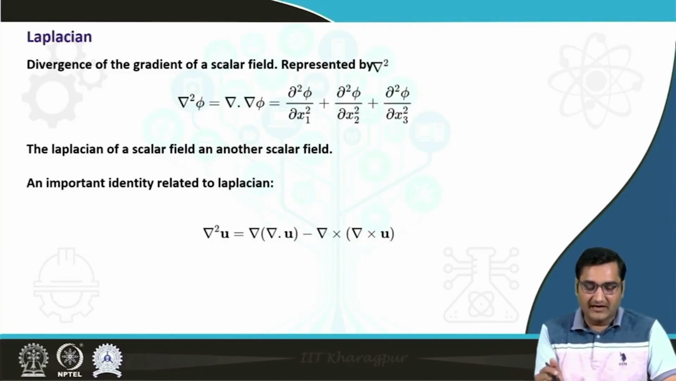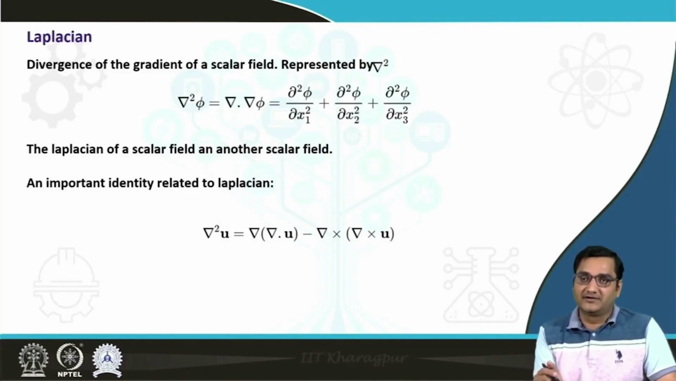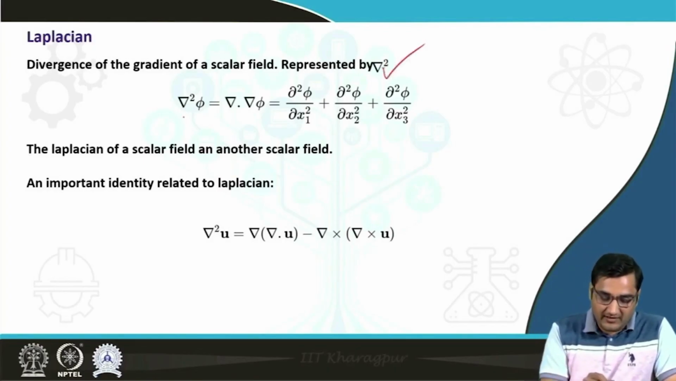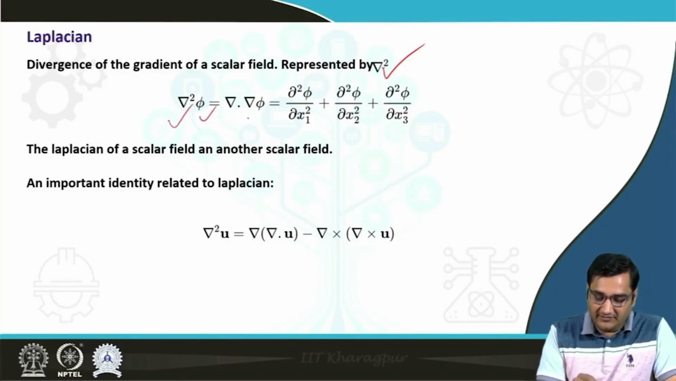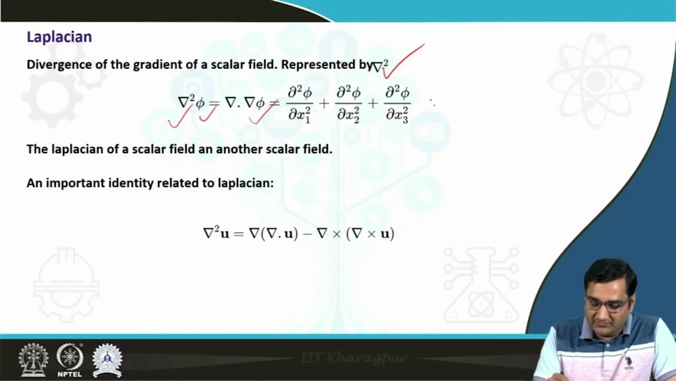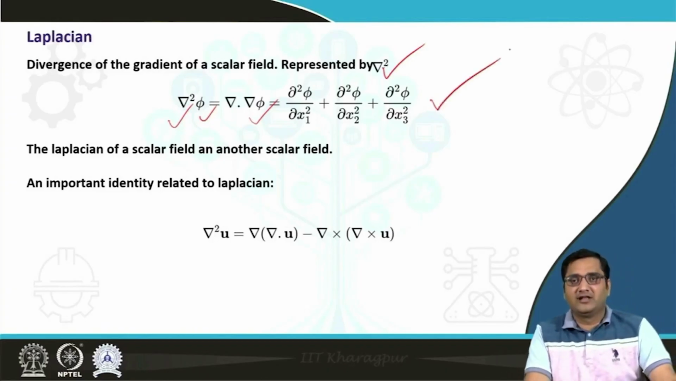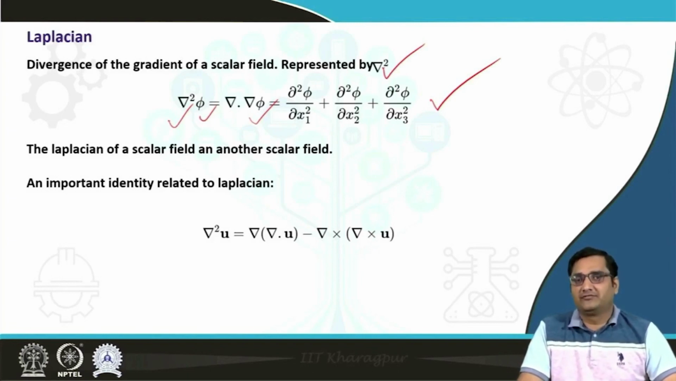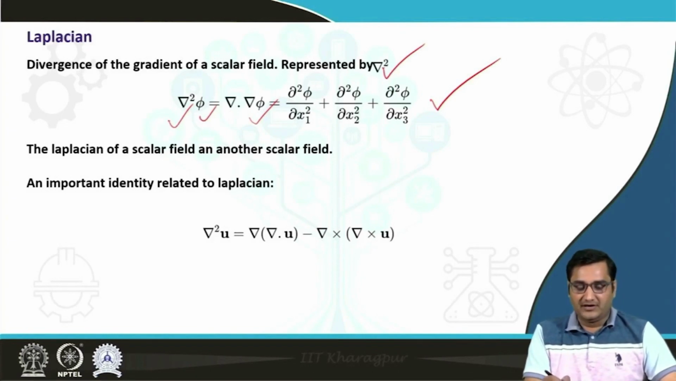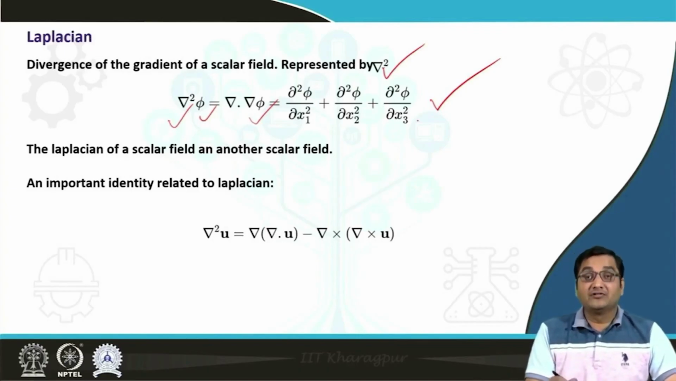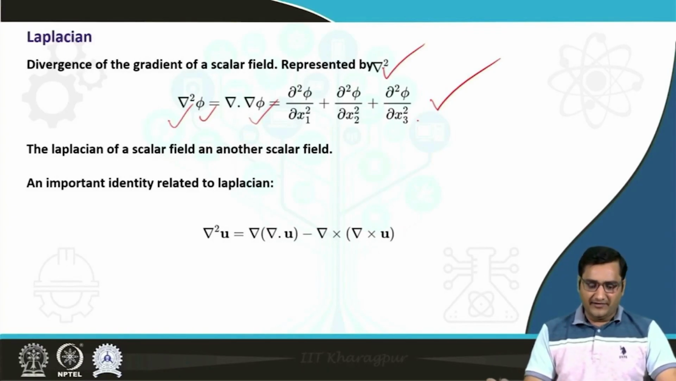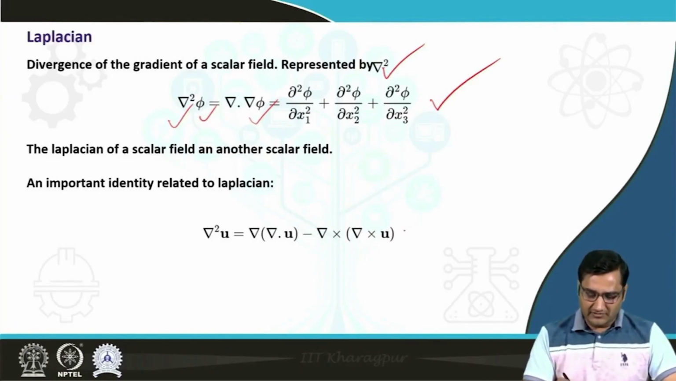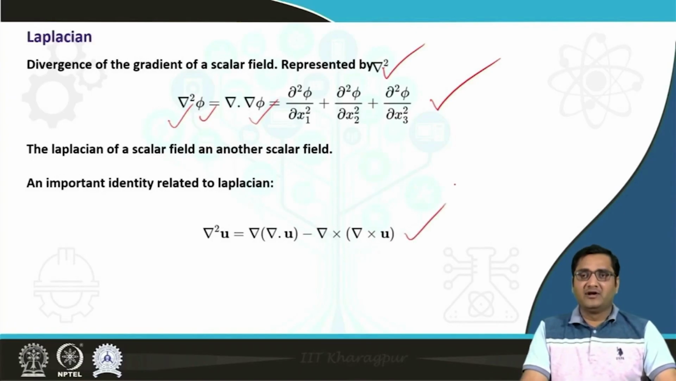And this is another identity that we must remember, the Laplacian. The Laplacian is basically the divergence of the gradient of a scalar field, and it is represented by del square. When we take the del square of the scalar field, that means the divergence of the gradient of the scalar field, it looks something like this: del square phi by del x1 square plus del square phi by del x2 square plus del square phi by del x3 square. The Laplacian of a scalar field produces another scalar field, and an important identity for the Laplacian looks something like this, and this identity will also be used in the solution for the elastodynamic wave equation.